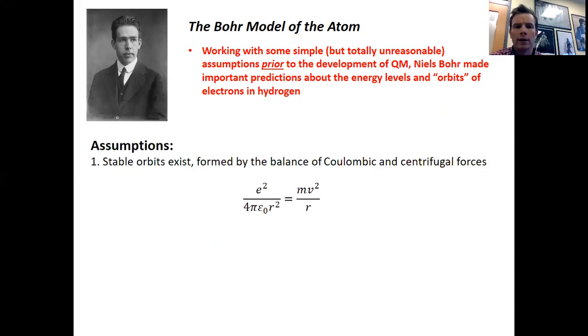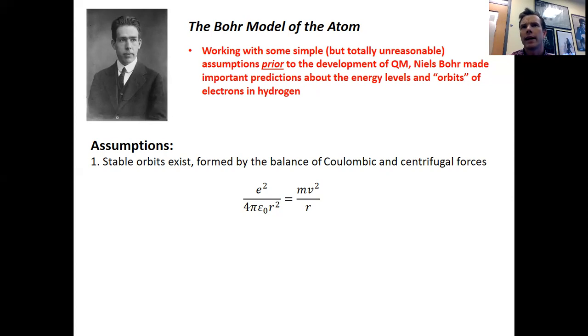So what were Bohr's assumptions? Well, the first was that stable orbits exist. So I've got a hydrogen with a nucleus, one proton. There's an electron going around it. That electron experiences both Coulombic attraction, it's being drawn into the nucleus, as well as a centrifugal force from its rotational motion. And he assumed that those were balanced. Now, on the surface of it, this seems reasonable. I could imagine being pulled in being balanced by the force pushing it out.